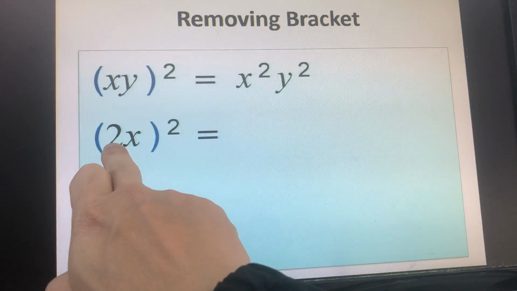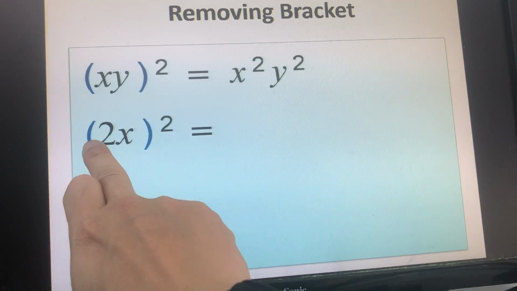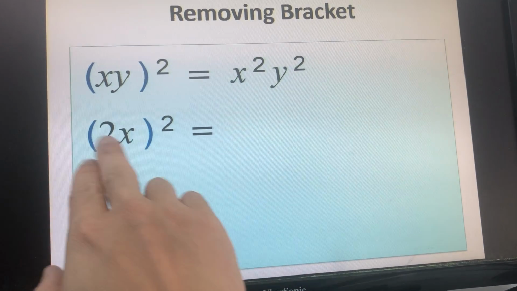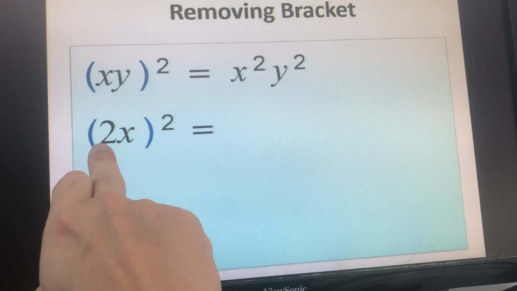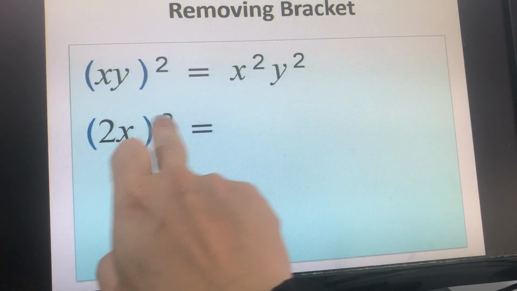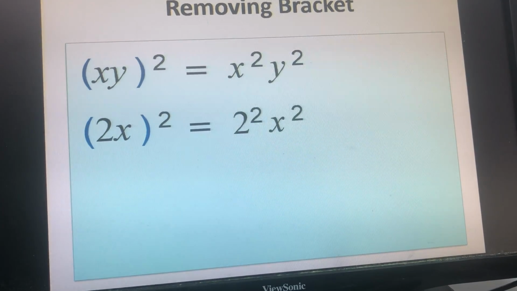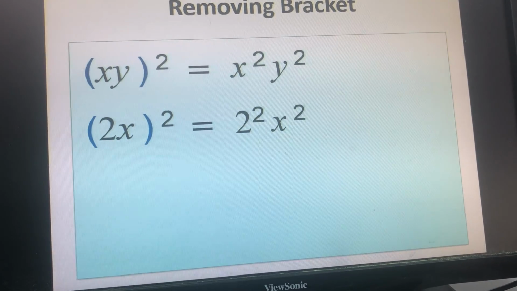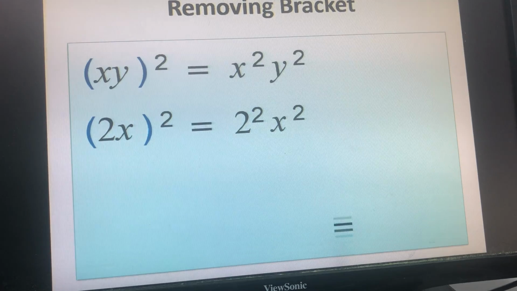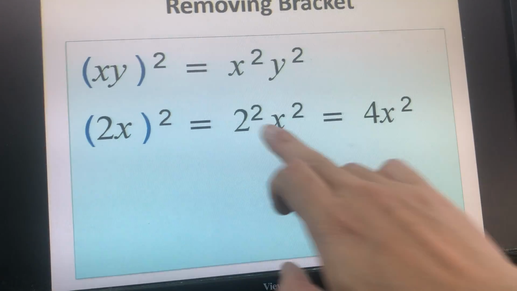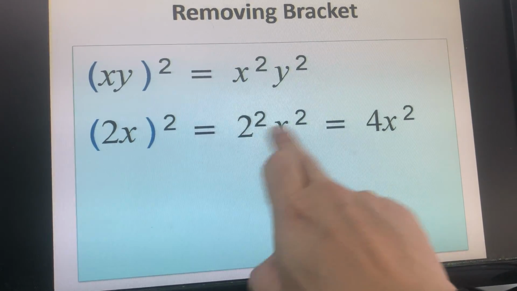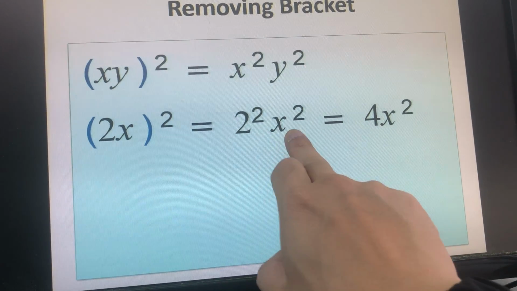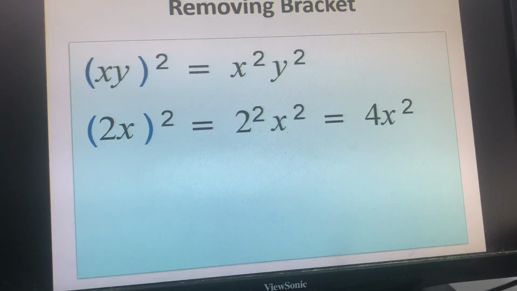Will 2, this number, have the square? Yes, you have to be very fair, everyone, including the number. 2 will have the square, and x also has the square. So you should write down 2 to the power 2 times x to the power of 2. Everyone has the square. Because 2 to the power 2 means 2 times 2, which is 4. So you could simplify and write 4x to the power of 2.